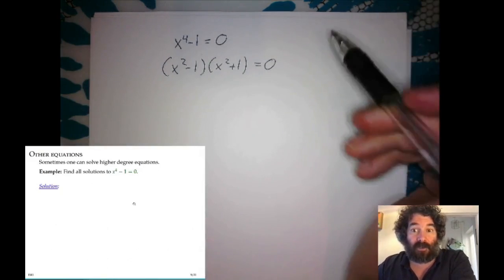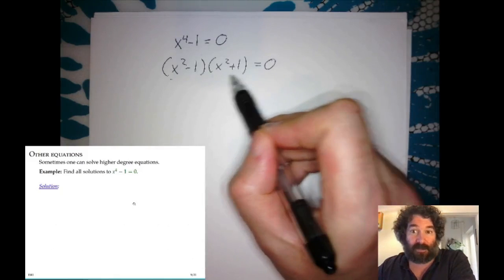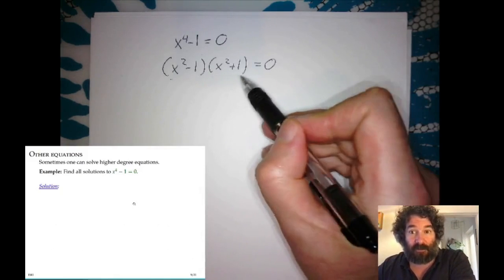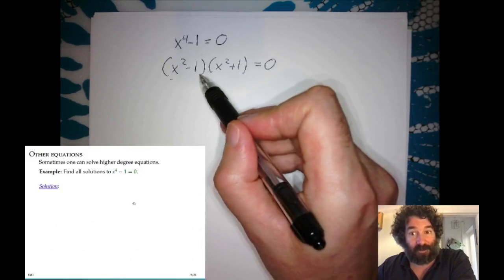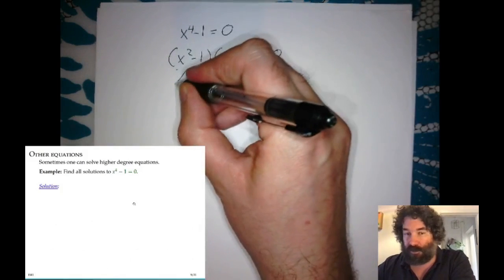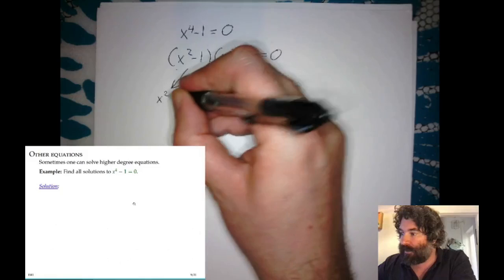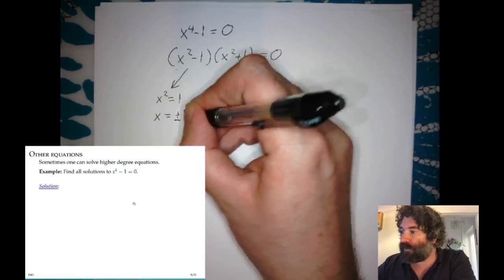And so if we were only dealing with real numbers, this would always be positive. x squared plus 1. x squared for a real number is always a positive number. So this would never be 0. So the only two solutions would be the solutions where the first factor here is equal to 0, which are just going to be plus and minus 1. Right, so this x squared minus 1 says x squared equals 1. x equals either plus or minus 1.